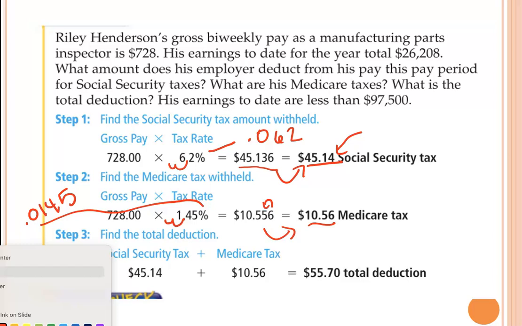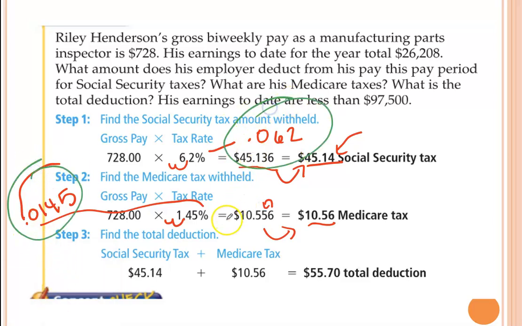If you're not writing them down right now, then you'll have to remember how to move it 2 steps, okay? So make sure that you are writing those down in your note-taking guide. Then step 3, you just add those 2 together and you get your total deduction.